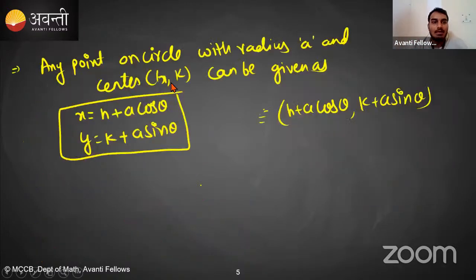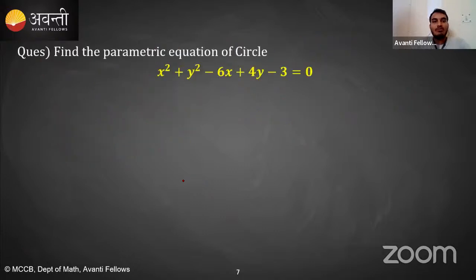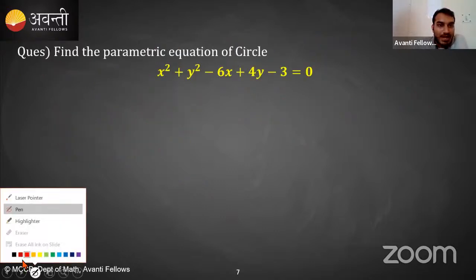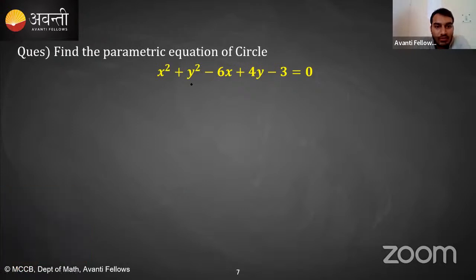So did the parametric form make sense? Any point on a circle with radius a and the center h comma k can be given as h plus a cos theta comma k plus a sin theta. Is that clear? Any doubt? Okay. So if that is clear, students, let's quickly look into some questions on the basis of the parametric equation of the circle. The first question is: find the parametric equation of the circle x square plus y square minus 6x plus 4y minus 3 equal to 0.